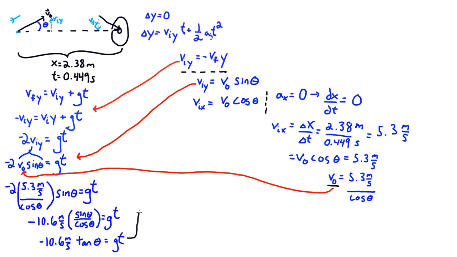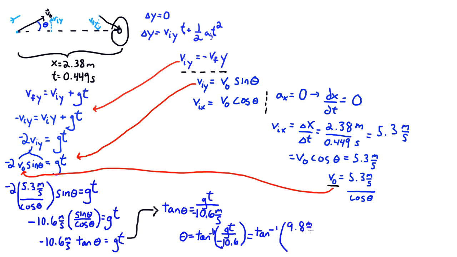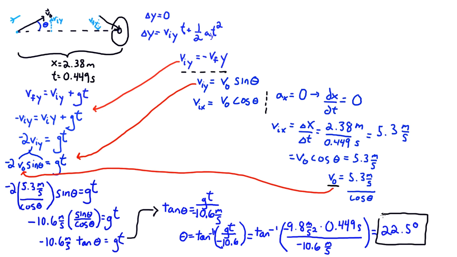The tangent of theta equals gt over negative 10.6 meters per second. Taking the inverse tangent of both sides leaves theta equal to the inverse tangent of the quantity gt over negative 10.6 meters per second. Plugging in negative 9.8 meters per second squared for g and 0.449 seconds for t gives us an angle theta of 22.5 degrees.